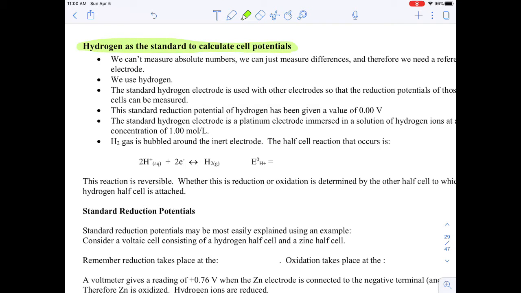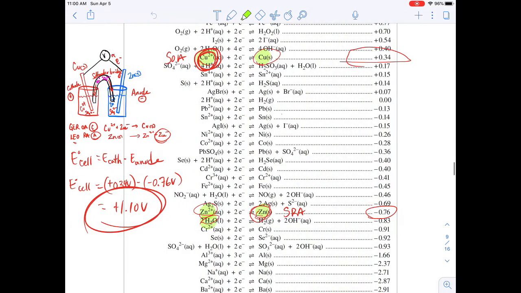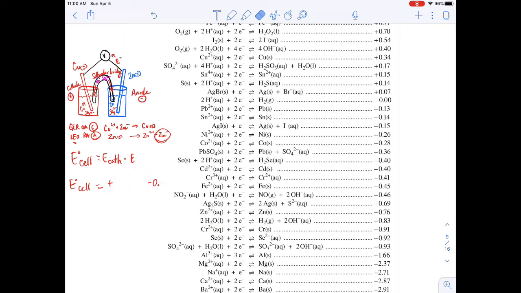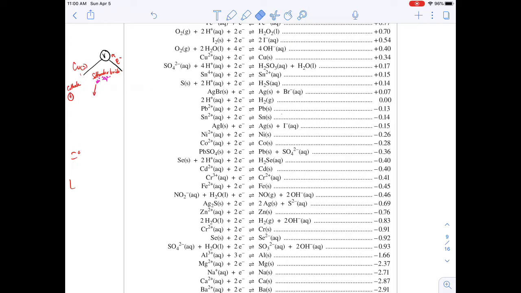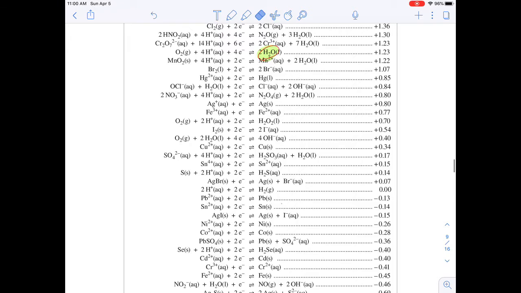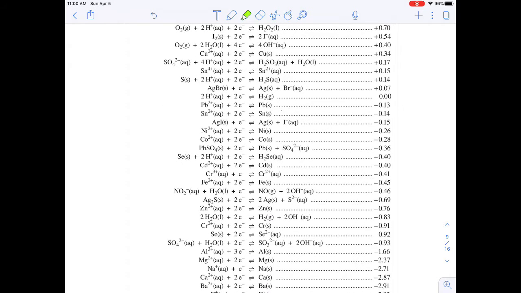And the standard cell potential is basically all of these voltaic or these half reaction voltages are figured out using the hydrogen half reaction. So at 0.0, this is called my reference cell. So this is my reference cell, and its voltage is 0.00.